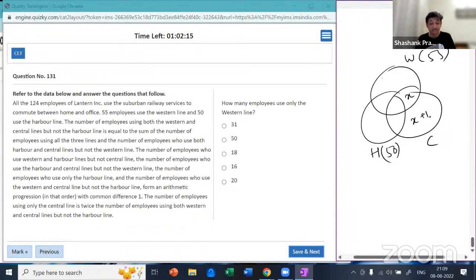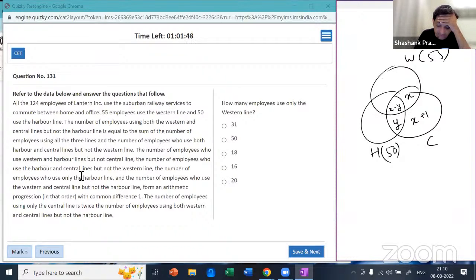What is this? The number of employees using both western and central but not harbor X is equal to the sum of the number of employees using all three lines and both harbor and central but not western. Okay, so if this is Y, then this has to be X minus Y, I hope. All three lines in this. Yeah, I think this is right.